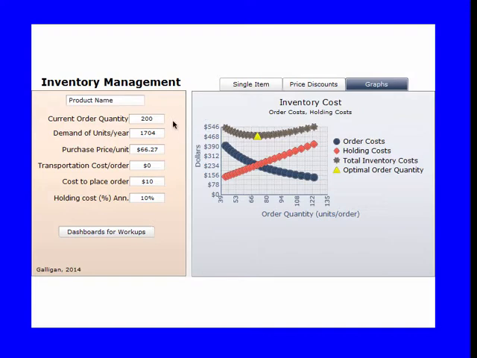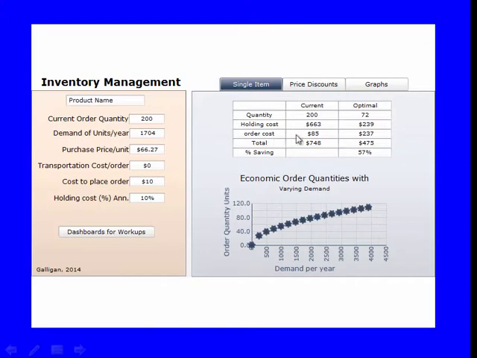This is an analytic that is available online that you can look at, where you enter in the order quantity, maybe look at what your current order quantity is, the units of demand per year, the purchase price per unit. If there's a transportation cost, you could enter it in, but the cost to place an order, and the holding costs. And if I look at a single item, I can see here that here's my current program.